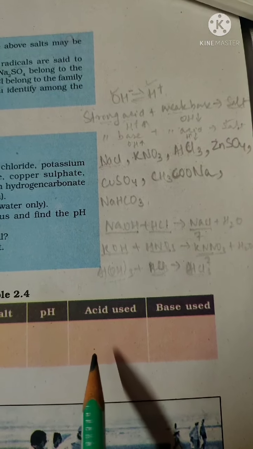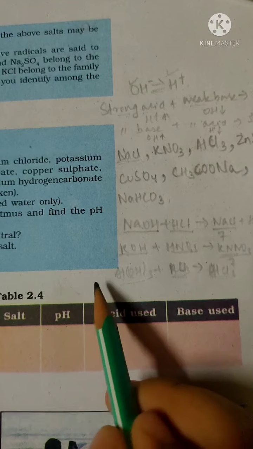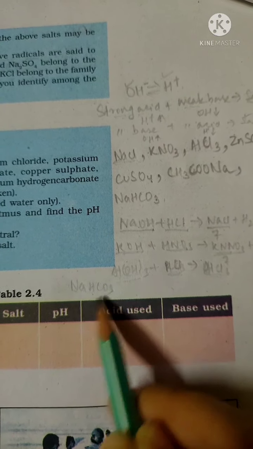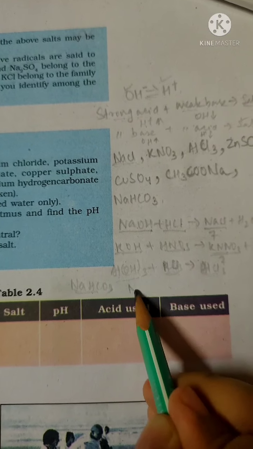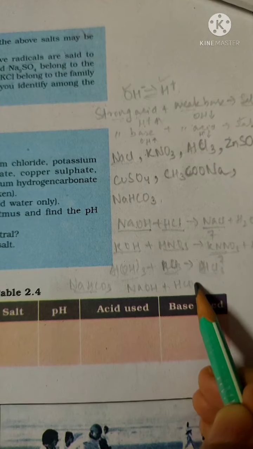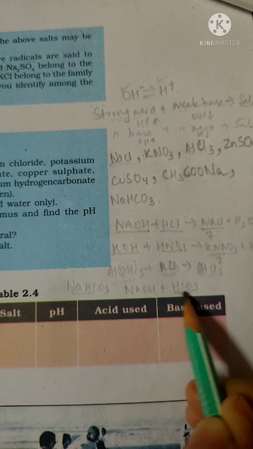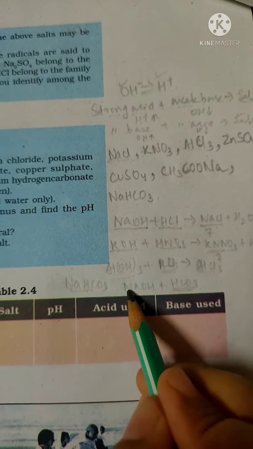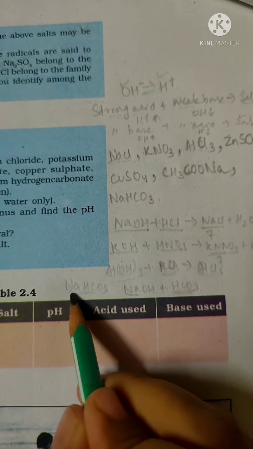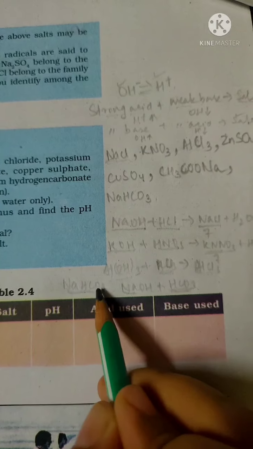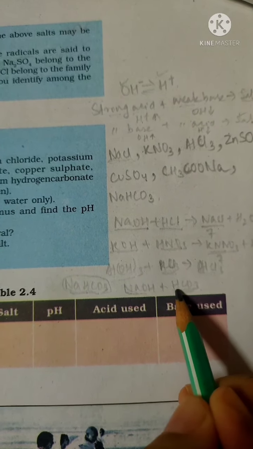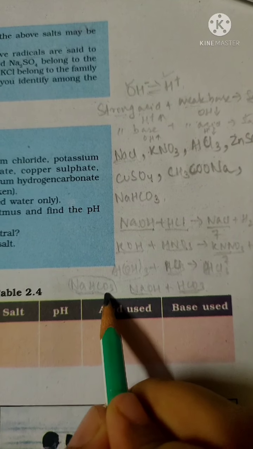Now you come to the next case, NaHCO3. Here this is made from NaOH plus H2CO3, and this carbonic acid is a weak acid, but NaOH is a strong base. So the salt which we are getting from this will be a basic salt, because a strong base and a weak acid make a basic salt.